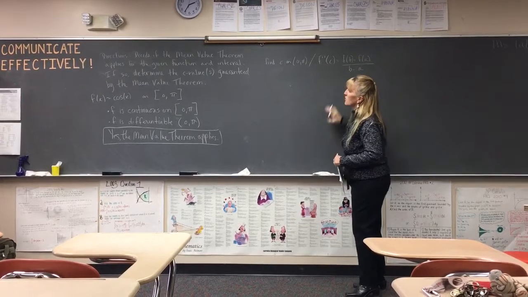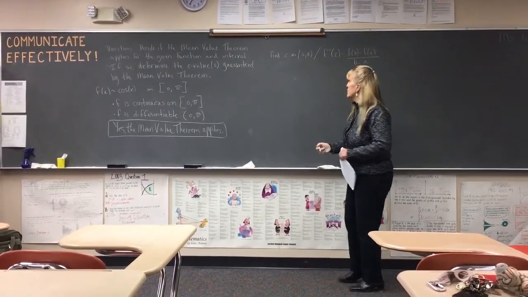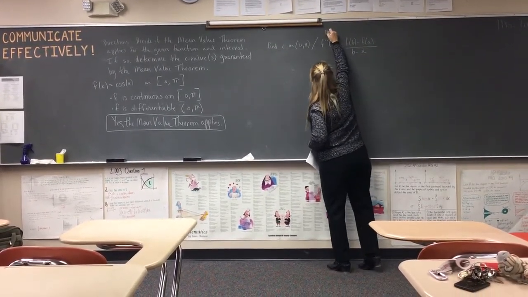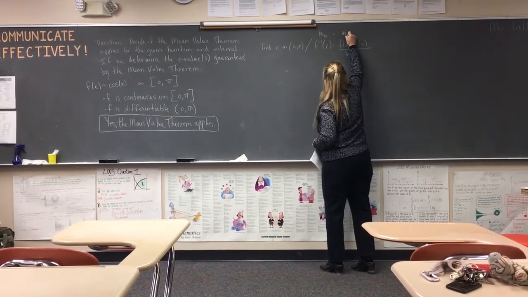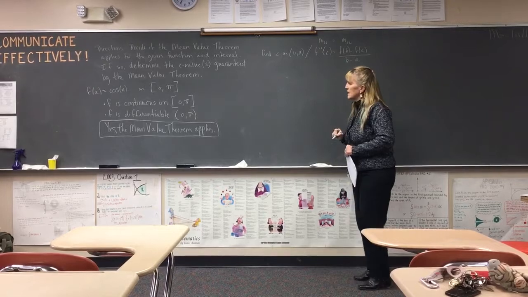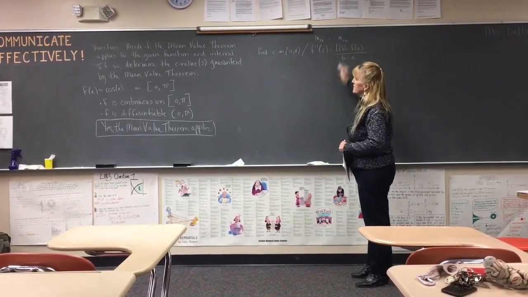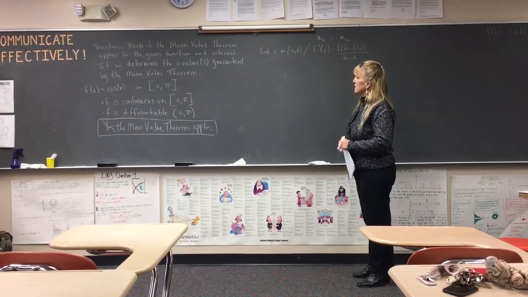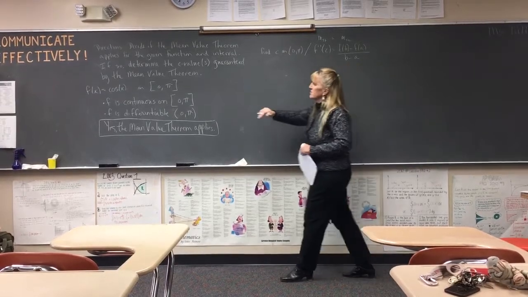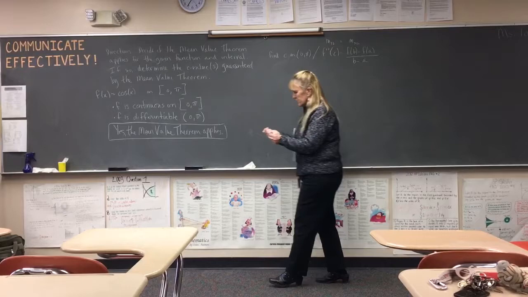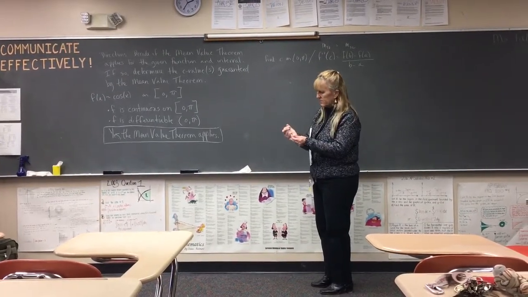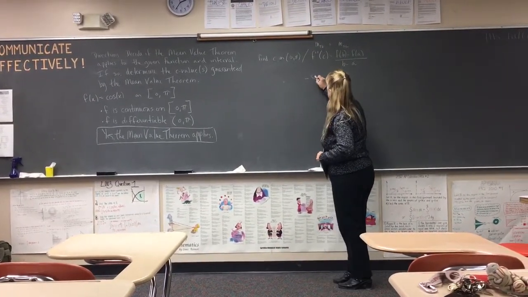I'm doing the same thing over and over. I set up my formula over and over. And I also sometimes tell myself I'm setting the slope of the tangent line equal to the slope of the secant line. That's the main idea behind the mean value theorem. So I need the first derivative. What is the first derivative of cosine x? You should be able to tell me that the first derivative of cosine x is negative sine x.